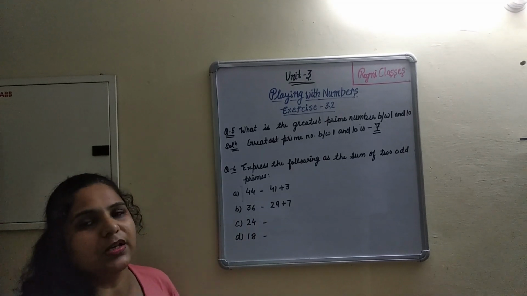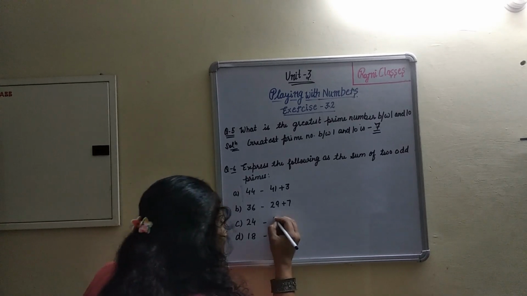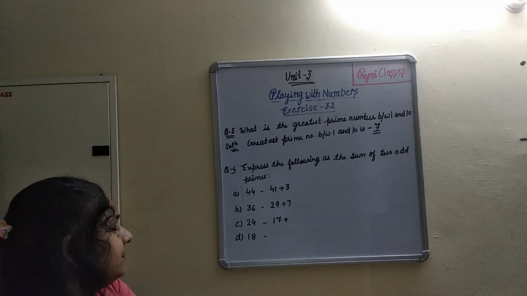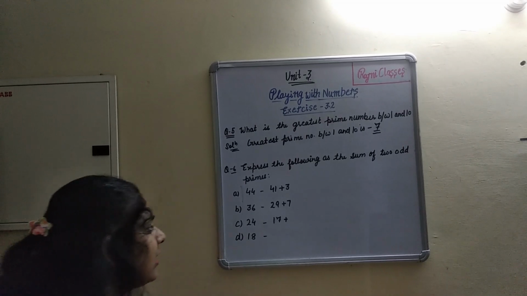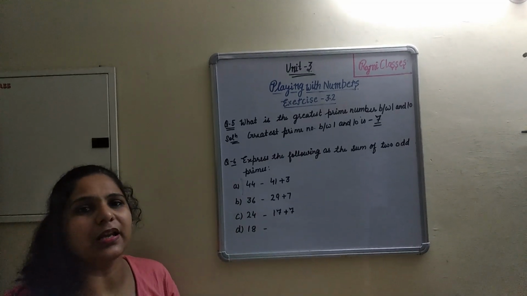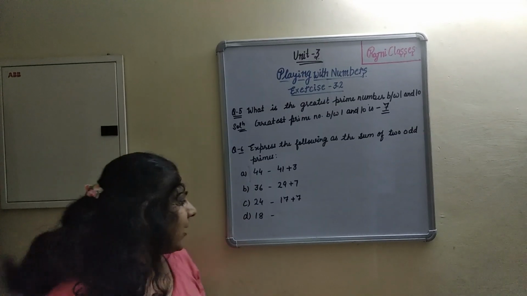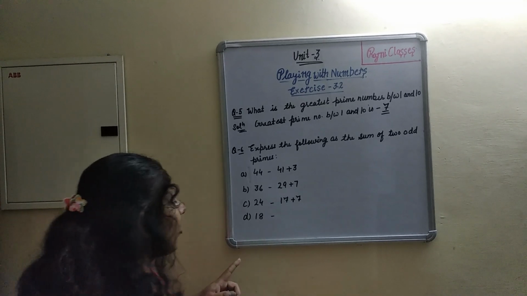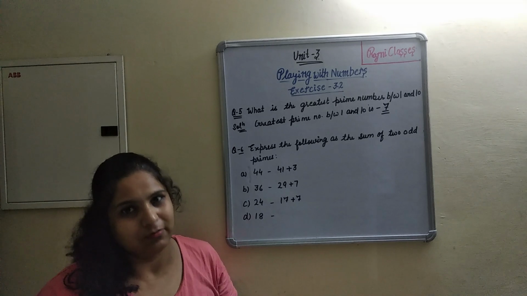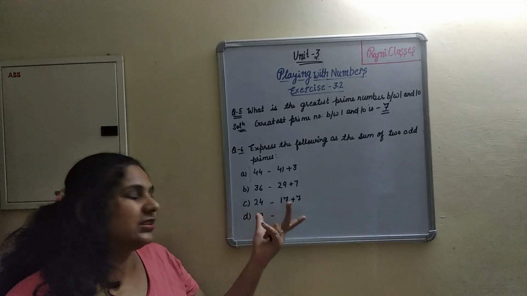Next is 24. That is, we can take 17 plus how much we need to add? 7 again. These are again prime numbers. Now next one is 18. We can write it as 11 plus 7, but in all these we are taking 7.